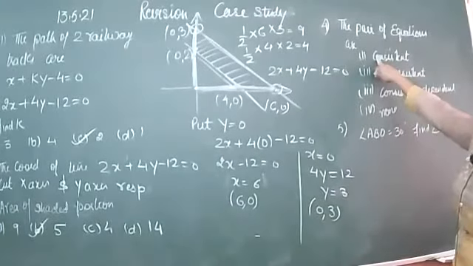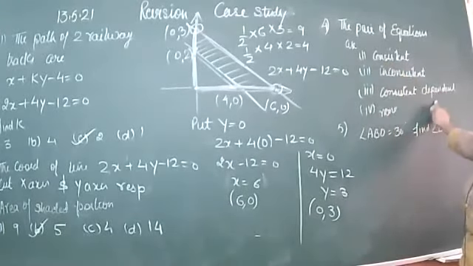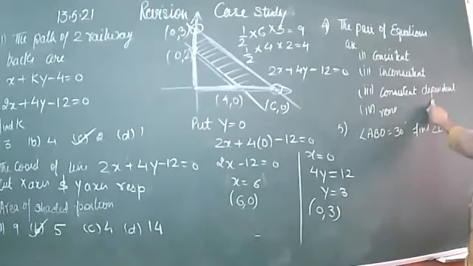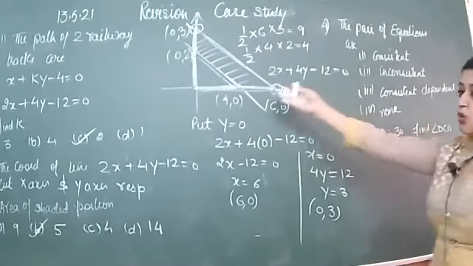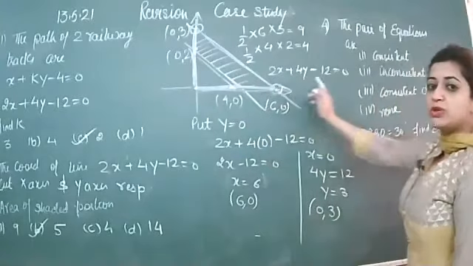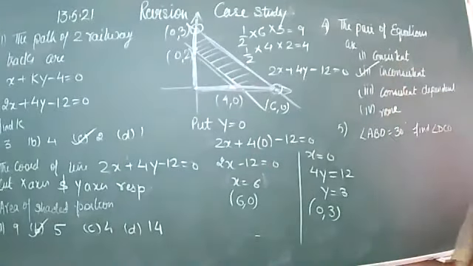In this one we are getting one solution. Consistent means a solution is being found, but dependent means infinite solutions. And next is none. So in this you can see that we are not getting any solution, no solution. So this is inconsistent. Okay.